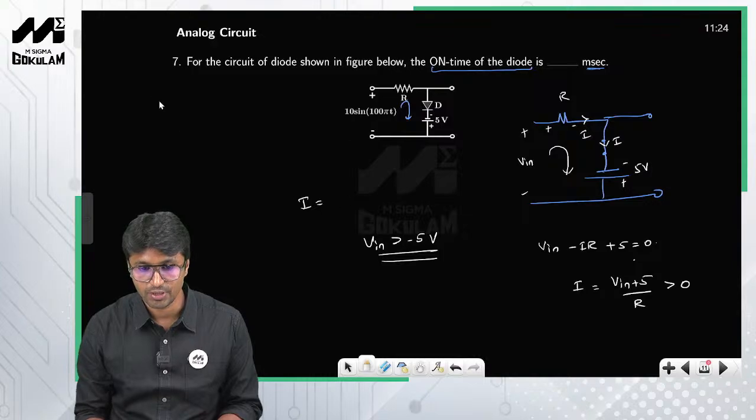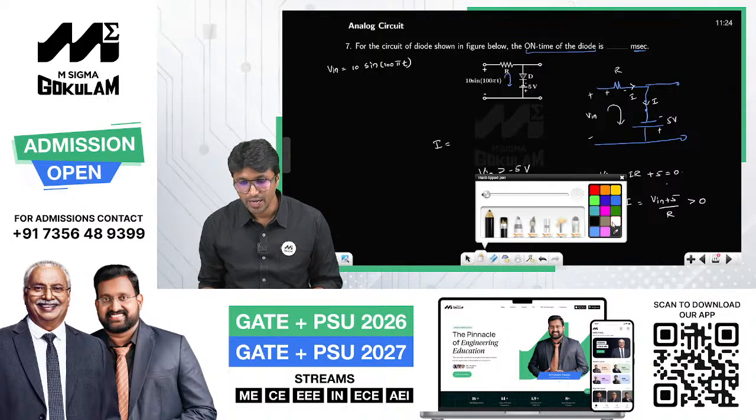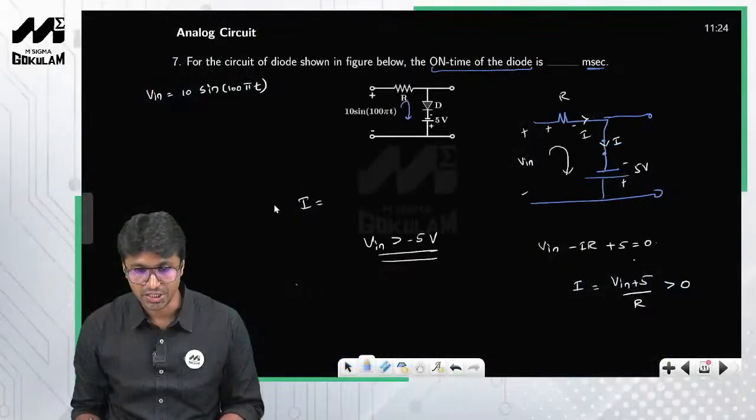The input given to you is V in, which is 10 sin(100 pi t). So this is what is given to you. Now let us use this condition.